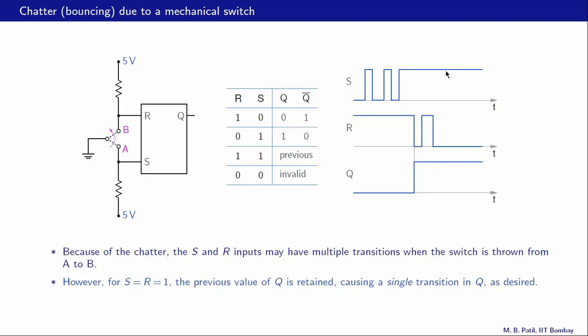And finally we have S equal to 1, R equal to 0, and Q remains equal to 1, like that. So therefore we have now achieved a single clean transition in the output, although we do have a mechanical switch which gives us bouncing problems. And this process is called debouncing.